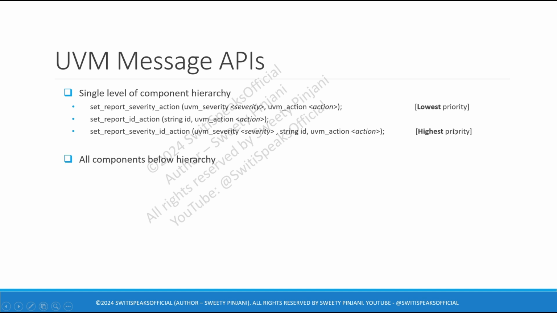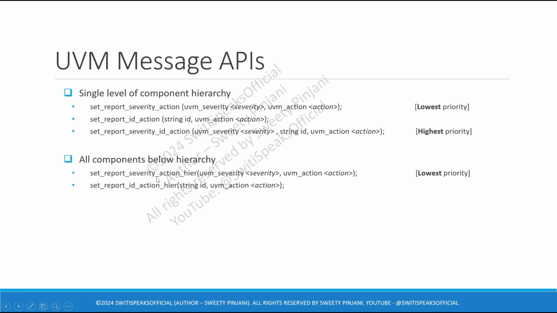Nothing is difficult. Now, this was for a single level of component hierarchy. What if you want to set for all components below the hierarchy, not just for this component? I want this severity level for all the components which are below this hierarchy. Then it is the same. The function is the same, only you are adding higher. Rest all is the same. Set report severity action higher. It takes two arguments. One will be severity, one will be action. Again, it will have the lowest priority. Then you have set report ID action higher.